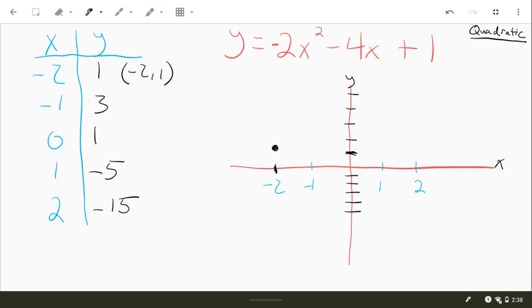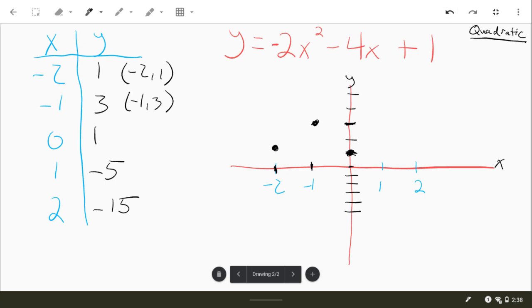That'll work. And then -1, 3. So -1 here. No, -1, 3. And then 3 on the y-axis. Something like that. And then 0, 1. So this is 0 to the left and right, 0 on the x, and then 1. So you can already tell if we were to connect these dots here, this would not form a straight line like that last one did.